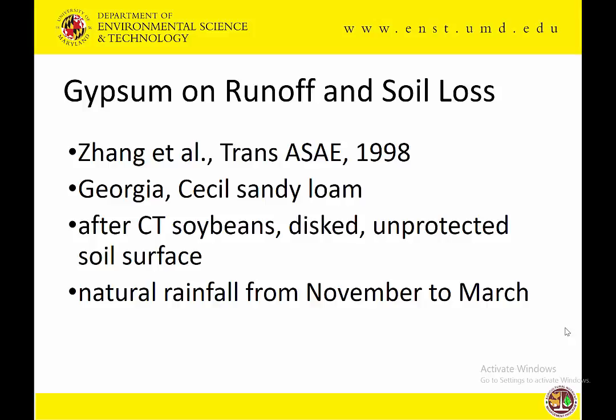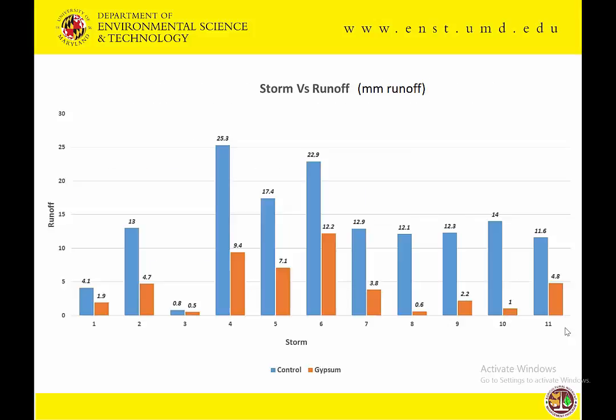Okay? So they had hydrologically separate plots, and they had runoff collectors at the bottom of each one. So we're looking at natural storms. They put data on there for every storm where there was measurable rainfall. Blue is the control, and orange is the gypsum. And you can see, in terms of millimeters of runoff, that the gypsum was quite effective at reducing the runoff. Incredibly effective. Some rainfall events, and even in the higher ones, did a pretty good job. So does gypsum reduce runoff in soils that are prone to sealing and crusting? I would have to say yes.